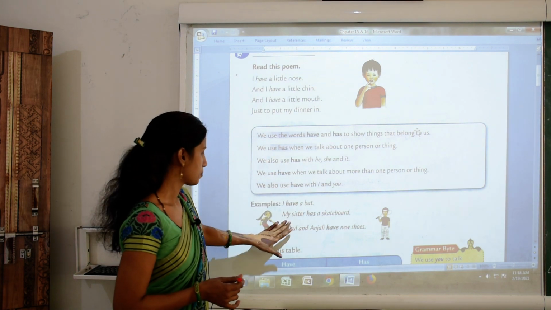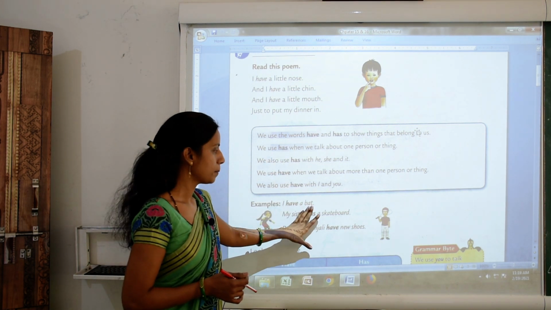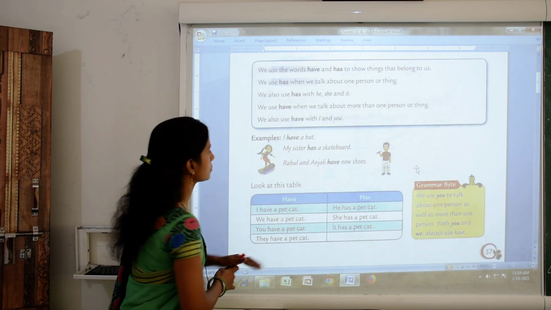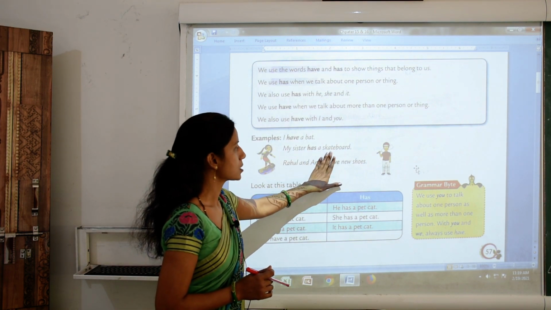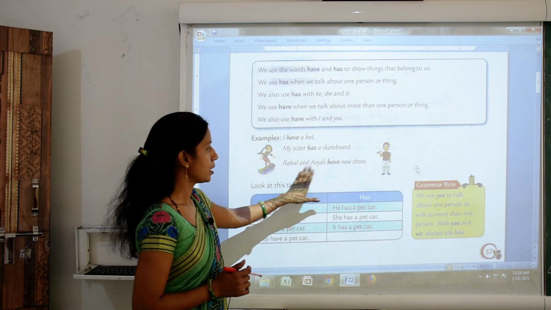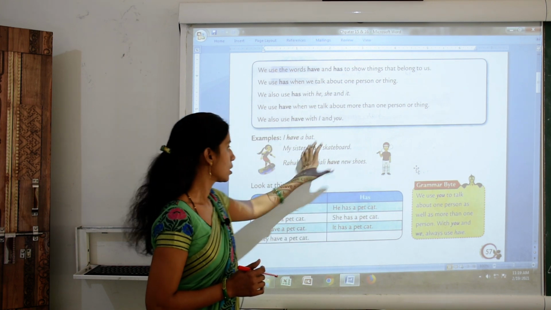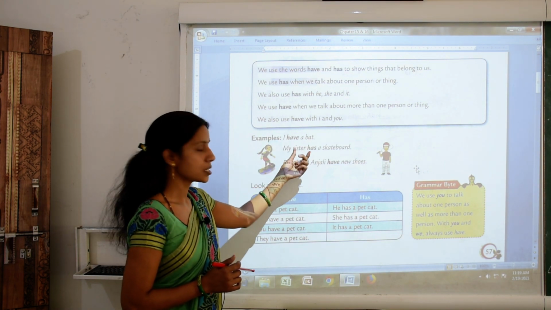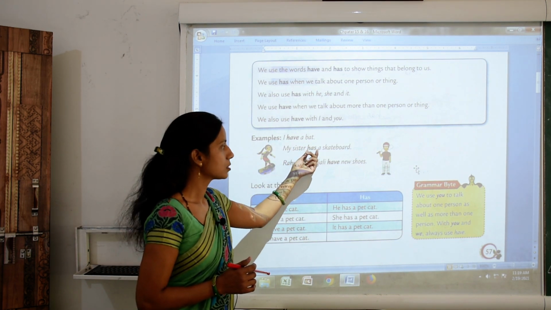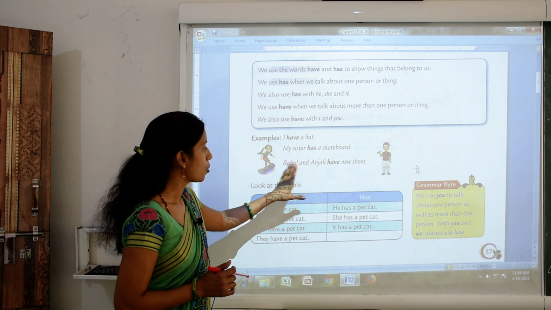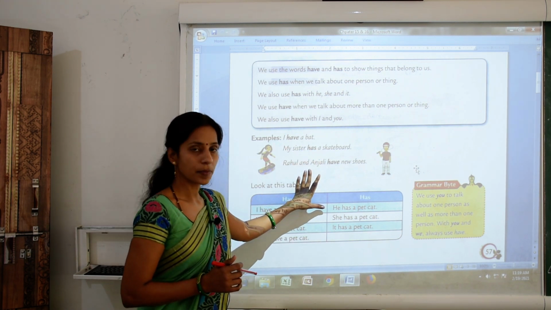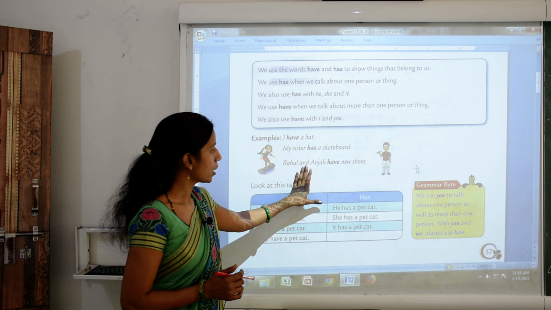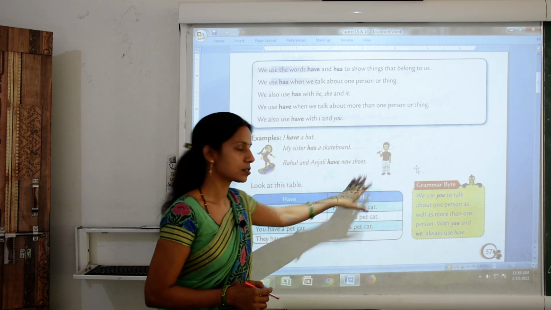Okay, some examples here. I have a bat. It means मेरे पास बैट है. I have a bat. Second, my sister has a skateboard. Third, Rahul and Anjali have new shoes. Here I have, because we use have with I, and my sister is singular, so we use has with sister. Rahul and Anjali, here more than one person, two persons, so we use have. Rahul and Anjali have new shoes.